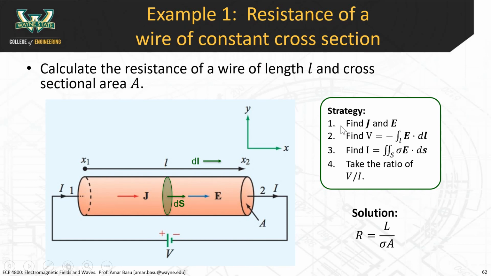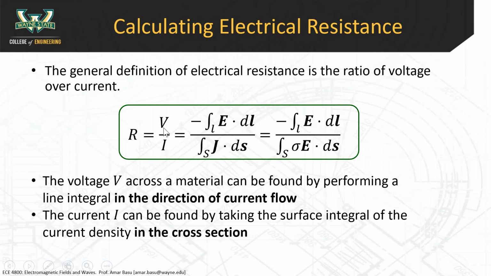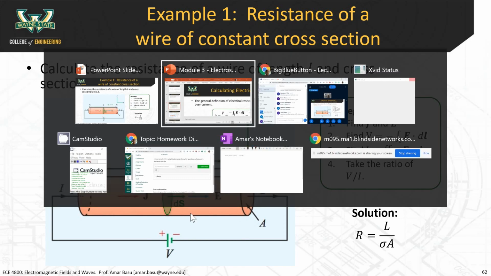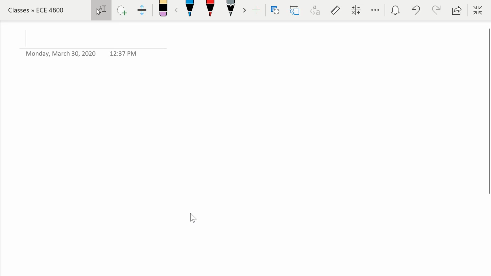Our strategy is to find J and E, and then the next thing we do is find the voltage V, and then we find the current I, and then we just take the ratio of V over I. Okay, so let's go through this. Again, this is just a simple wire. The x-axis is the direction the current is moving. The dS is the disk here, and dS is perpendicular to this. So I'm going to pull up my OneNote here and just show you really quick how to do this problem.